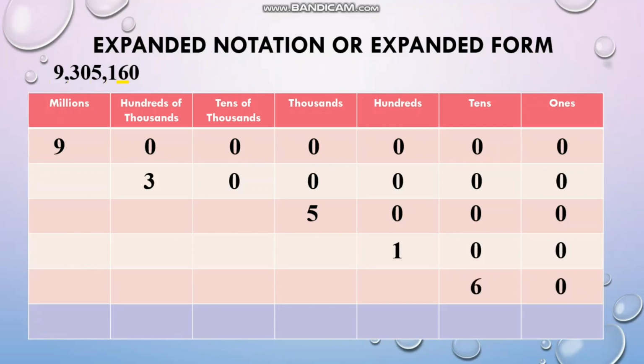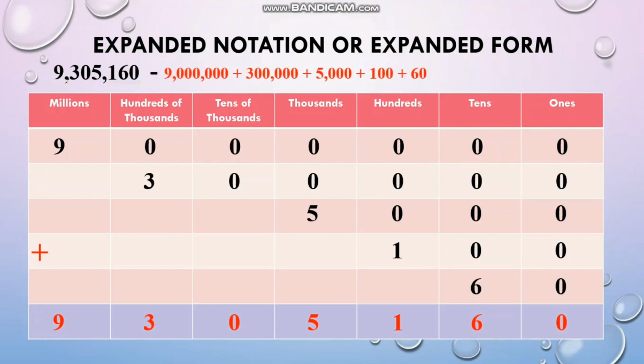Let's look at the last digit, 0. And again, since 0 holds no value in the ones place, we don't need to write that in the next row. So if we add all of them in the rows together, we will get 9,305,160. So to expand the number, we will get 9 million plus 300,000 plus 5,000 plus 100 plus 60.